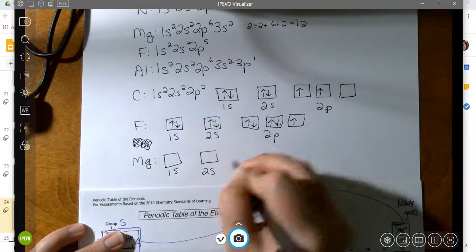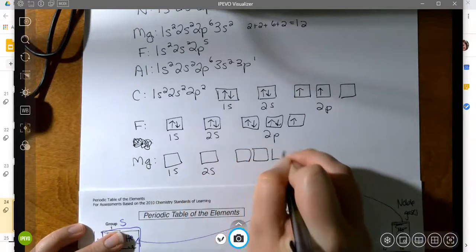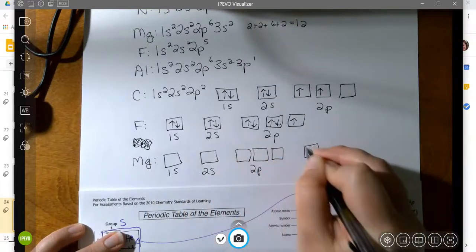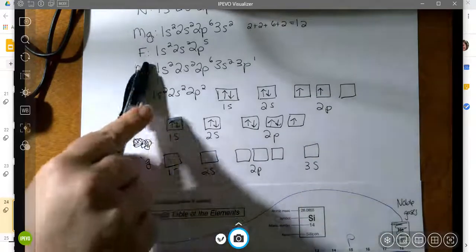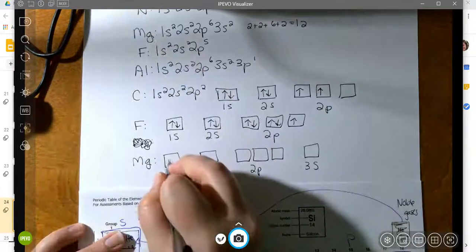All right, magnesium, same basic idea. 1s, 2s, 2p, and 3s. All right, so looking at the configuration, 1s2. 1 up, 1 down.